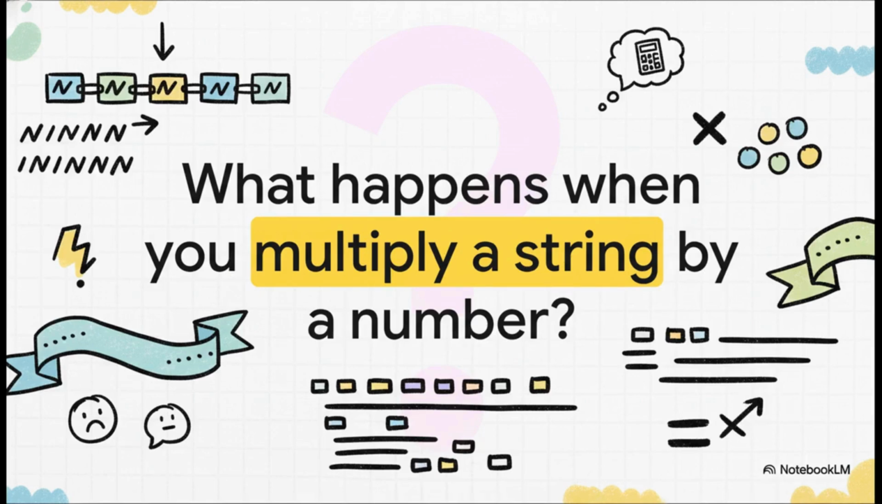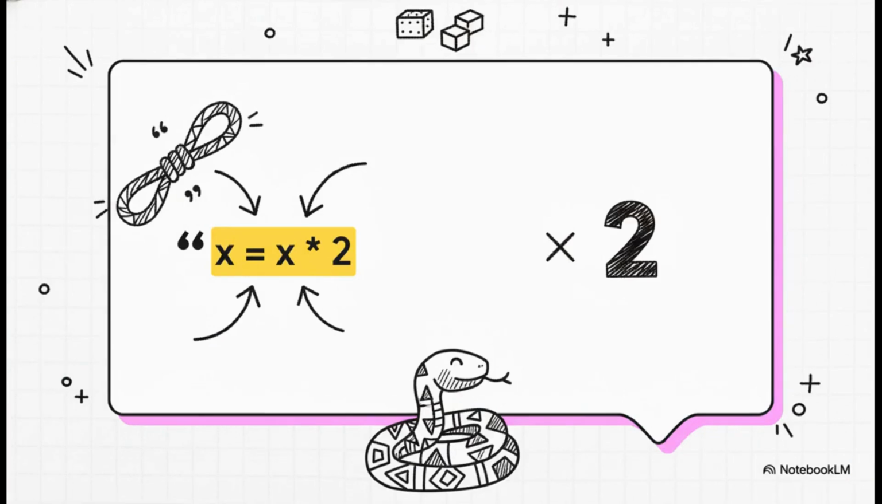All right, so now for the next twist. We have a string. What on earth do you think happens when you try to multiply a piece of text by a number? Is Python just going to crash? Is it going to try to do some weird math? Let's find out. The next line is x equals x times 2. So we're taking our string, 7.03, and multiplying it by the integer 2.